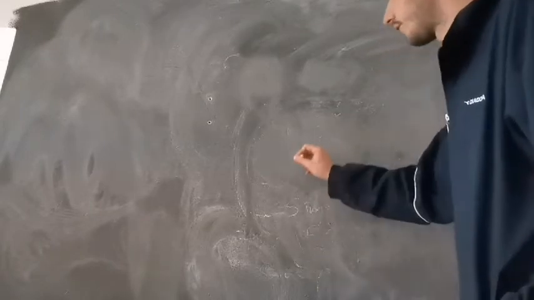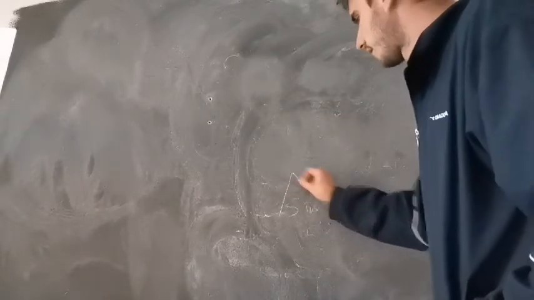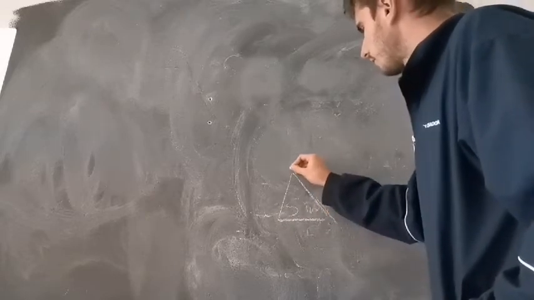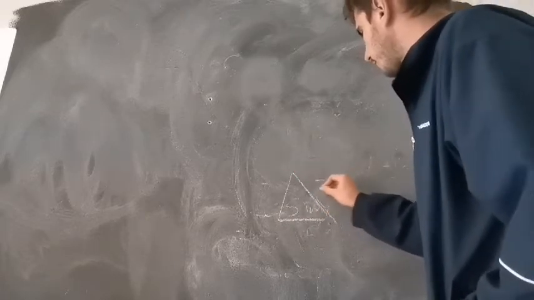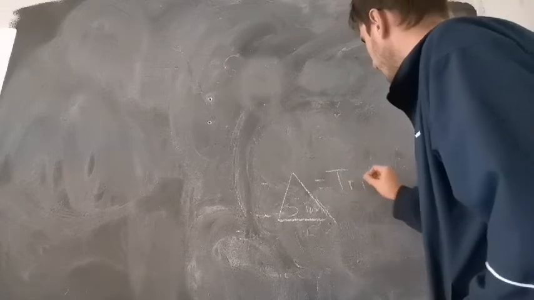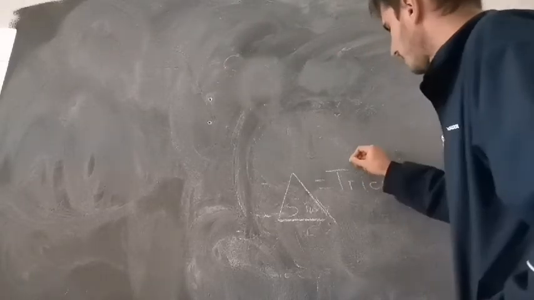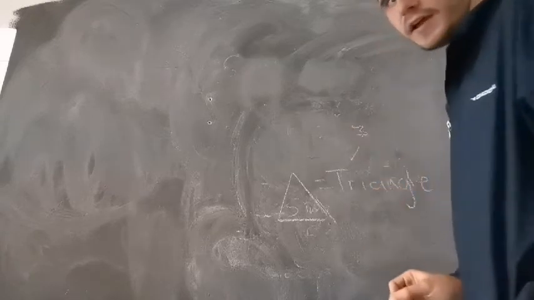Okay, so we're going to work with our different shapes. For instance, first of all, we've got our triangle. A triangle has 3 sides. That's why it's called a triangle. Tri means 3.